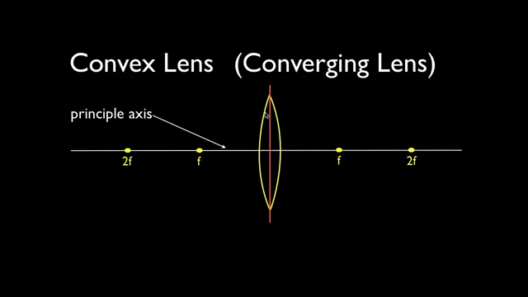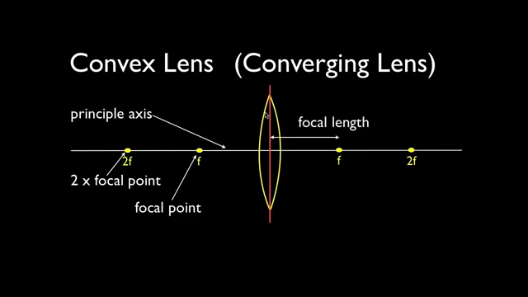One of them is the principal axis. This is the white line that runs horizontally through the center of the lens. Then we have our focal point, and the point we call 2f. The focal point is at a distance of one focal length from the lens, and 2f is twice as far away. This is a biconvex lens, so there is an f, a focal point, and a 2f on each side of the lens.